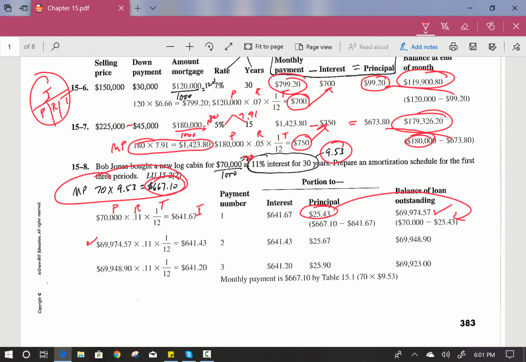So $69,974.57 times 0.11 times 1 divided by 12 gives me interest again of $641.43. Subtract my interest from my monthly payment of $667.10, and that will give me principal of $25.67.